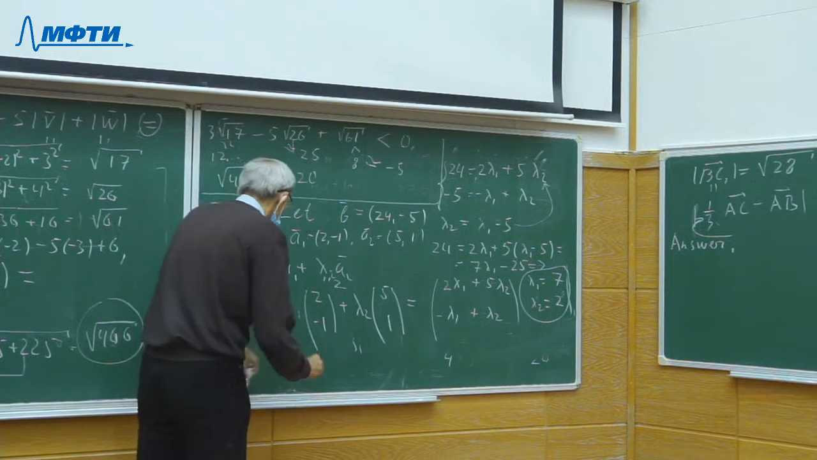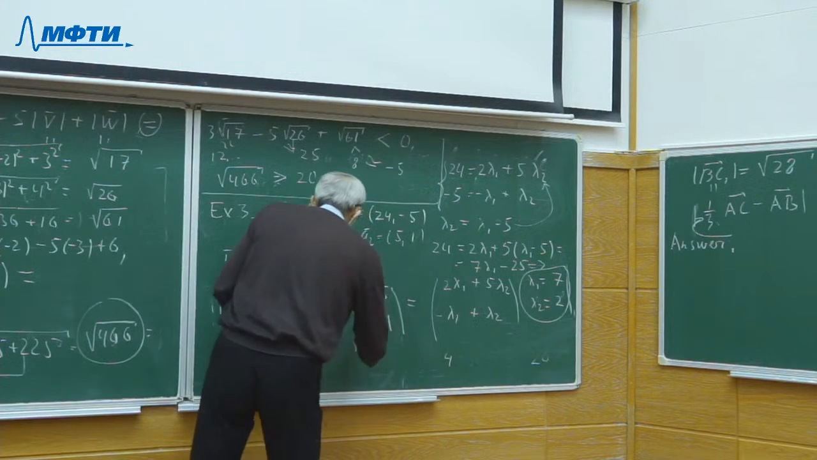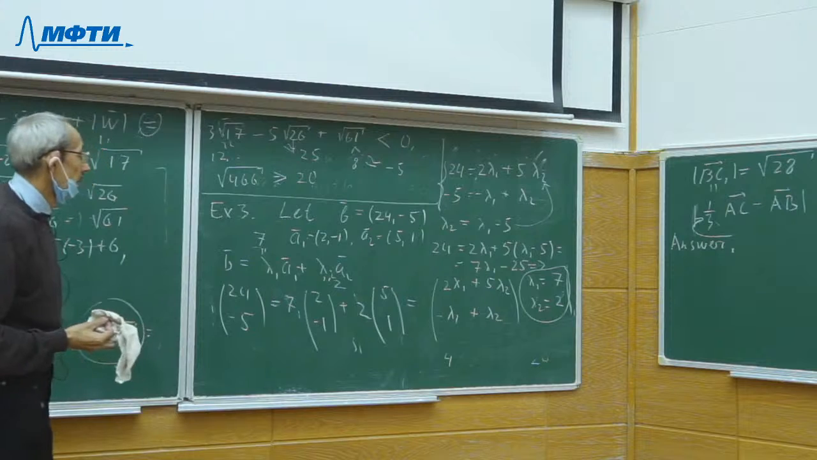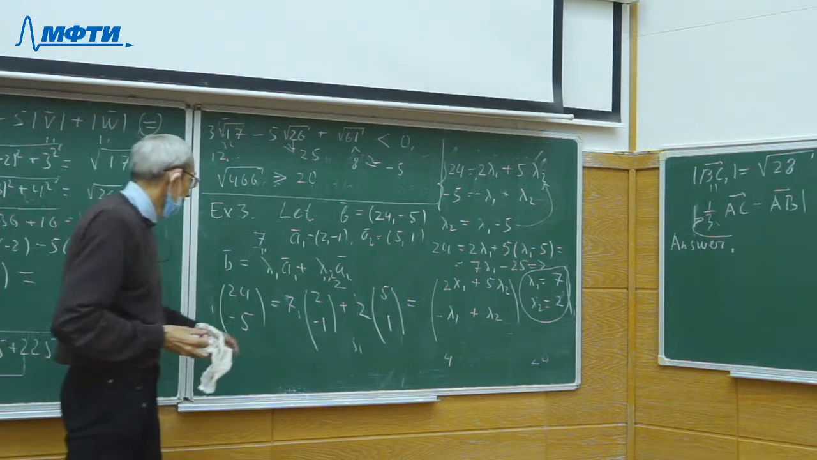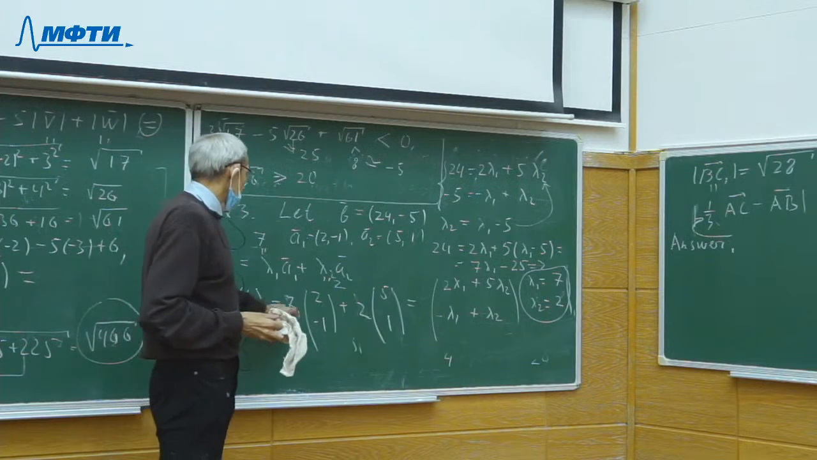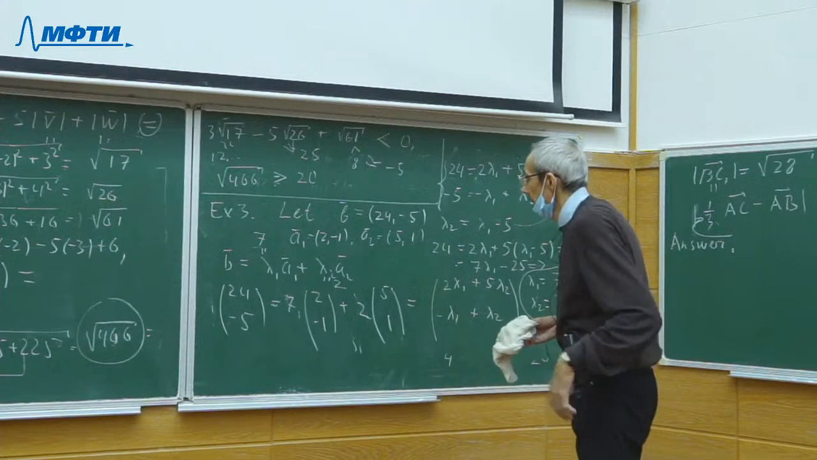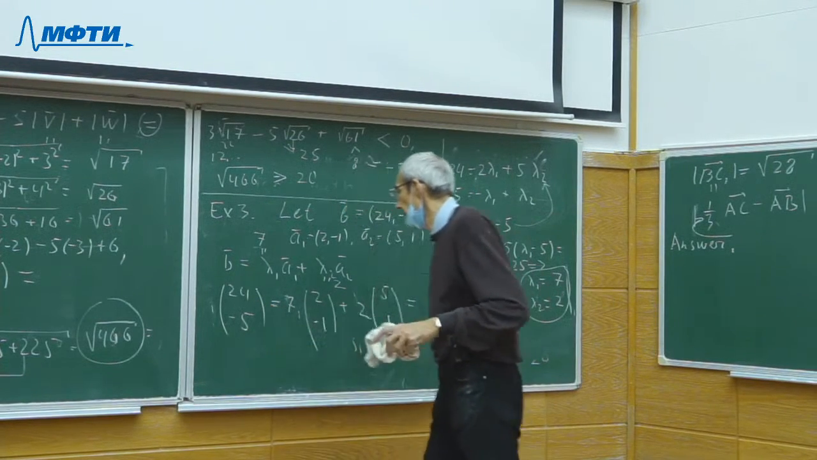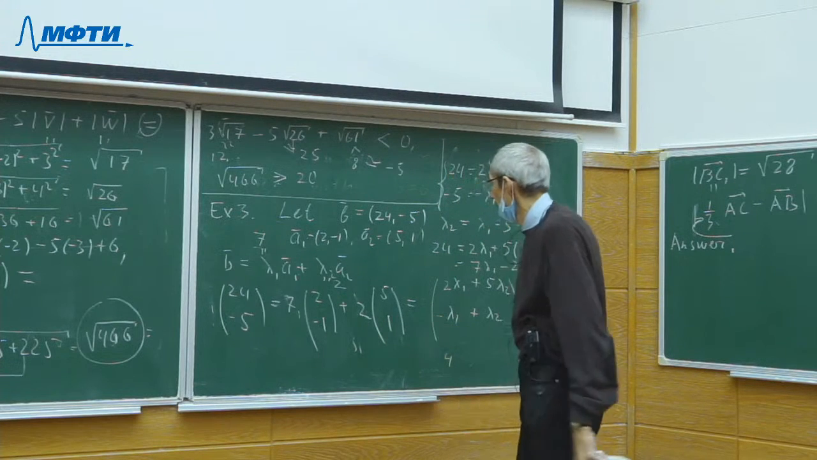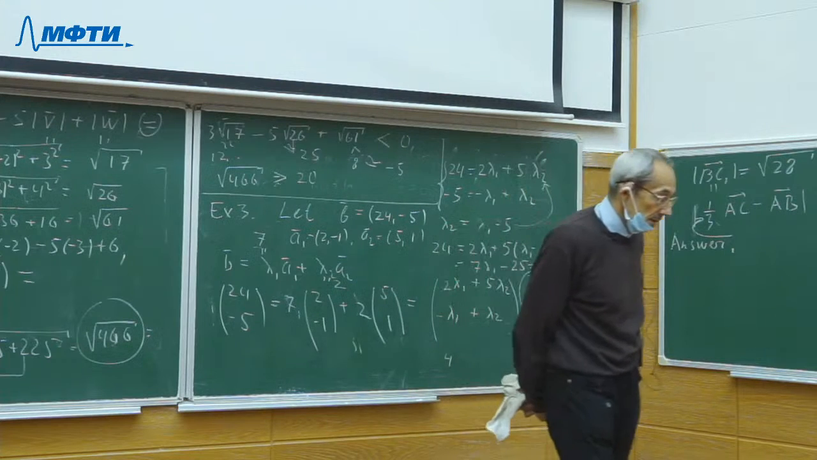Substitute. We can check our calculation. 7 times 2 is 14, plus 10 is equal to 24. It's right. Minus 7 plus 2 is equal to minus 5. Right, also.